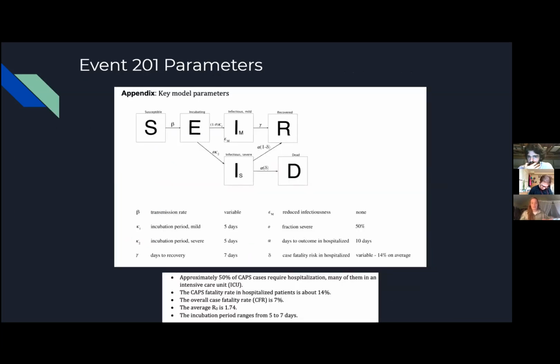So quickly, these are just the parameters that they consulted in order to come up with their results. They had to decide on a fatality rate once hospitalized, an incubation period for their hypothetical virus, and they used this model to then predict their results.